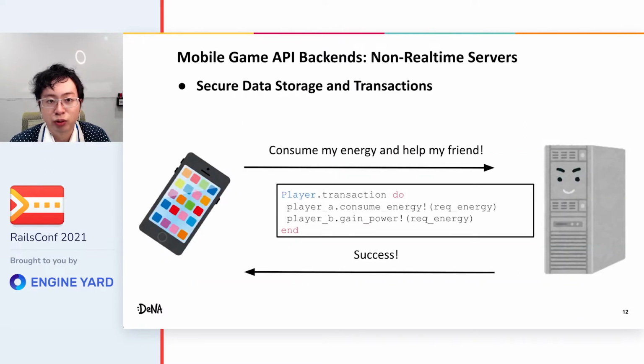This figure illustrates an example of API calls. A client wants to consume the energy and help the friend. The server conducts a resource exchange transaction and returns a successful response.